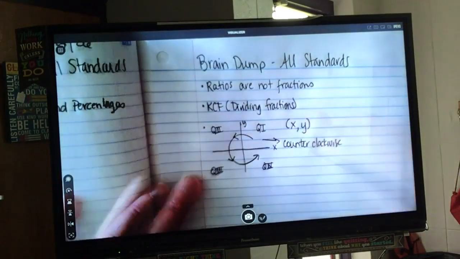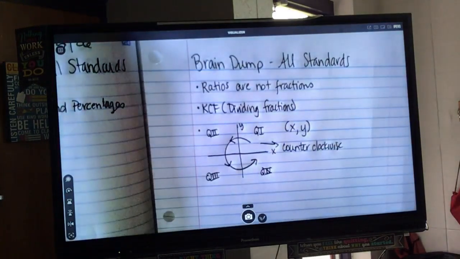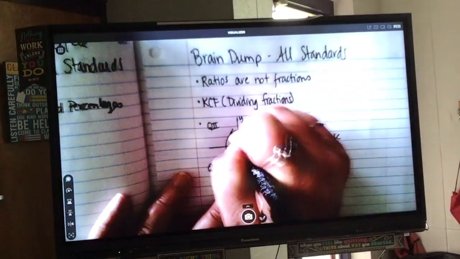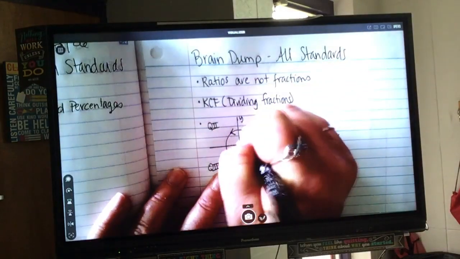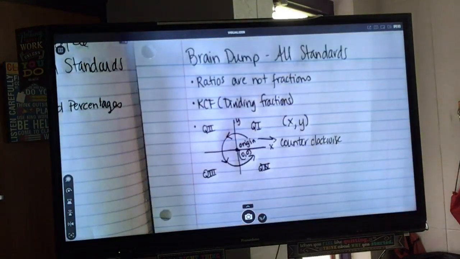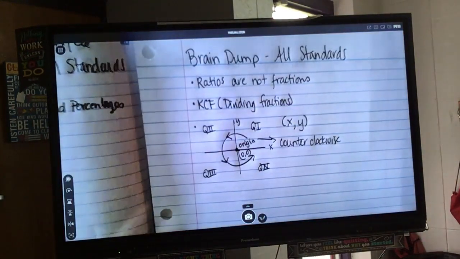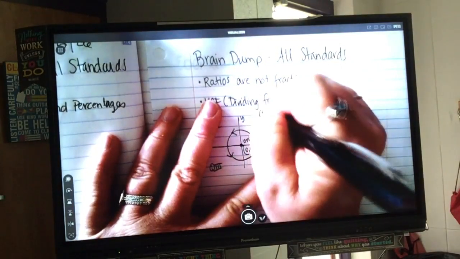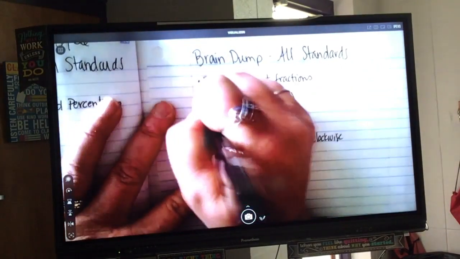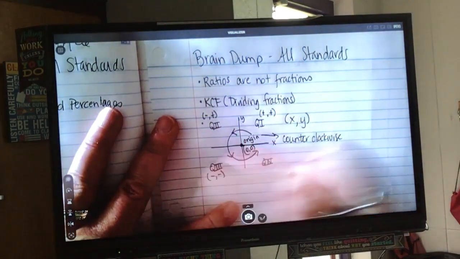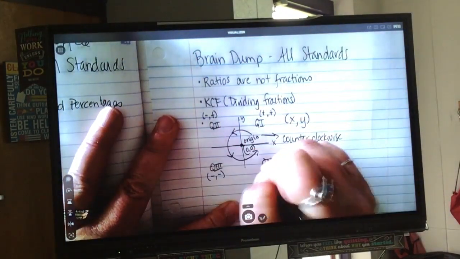All right, anything else we want to add to our coordinate grid? Mikael? Your original. All right, Lily? Positives and negatives. Okay, so in this one, it's positive, positive, this one negative, positive, this one is negative, negative, and this one is positive, negative.